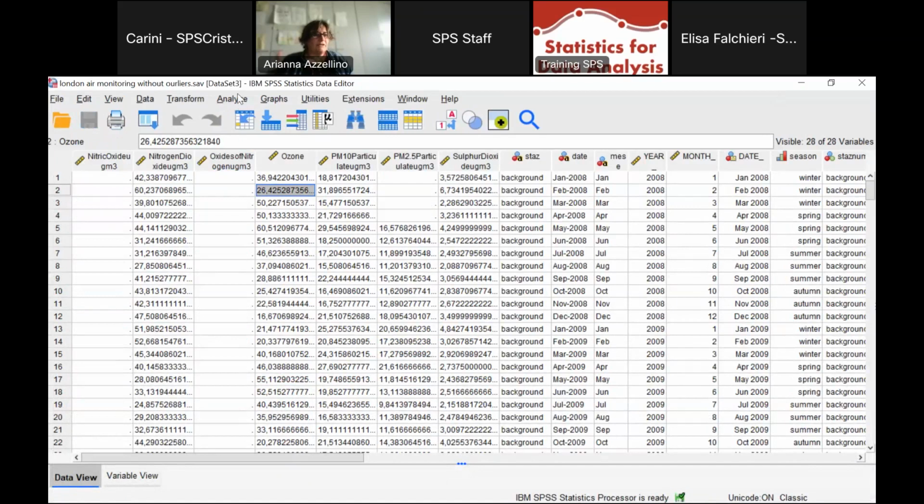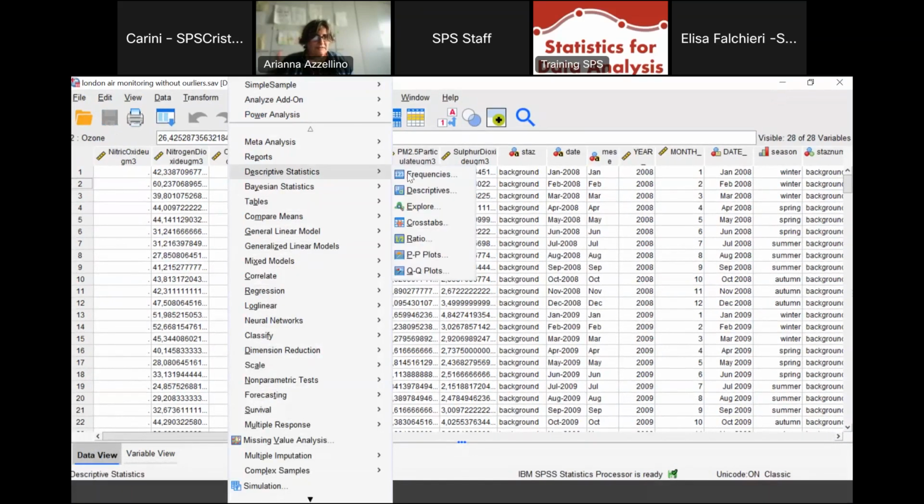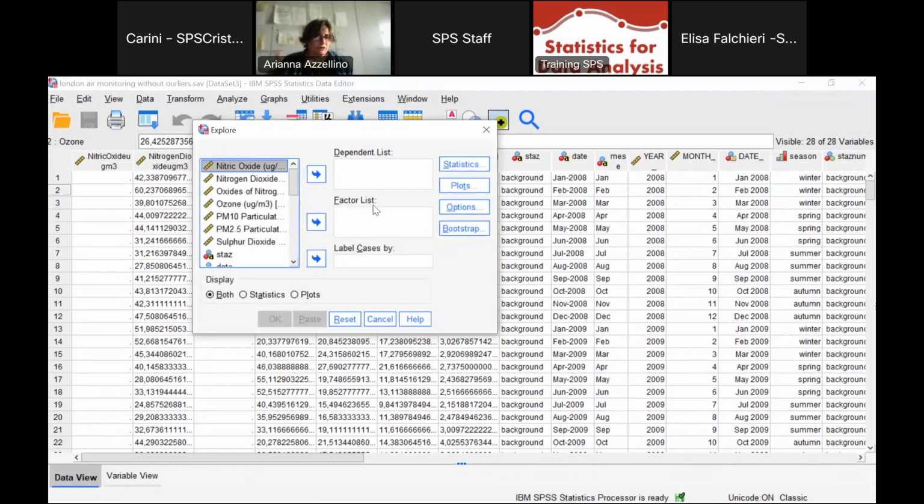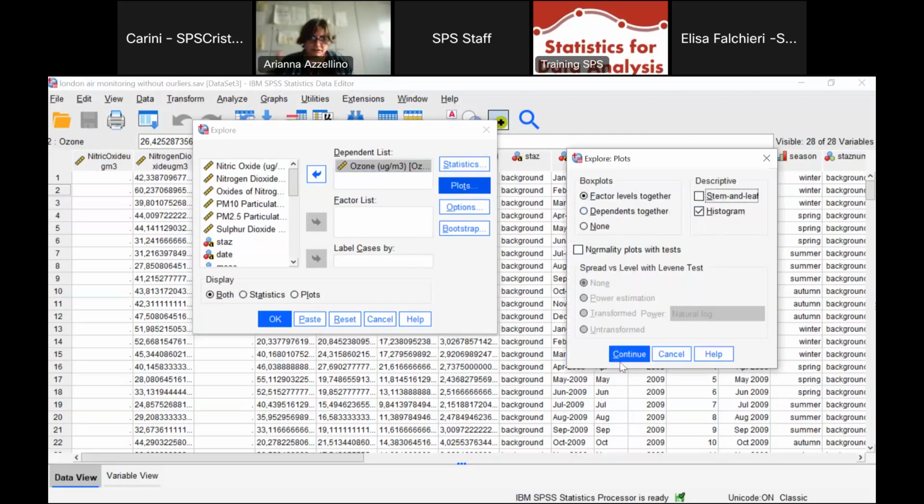So if I run the explore command again, and this time I will do that by also including the station type as factor list. So I will put ozone here again. If I just leave everything as it is, I will obtain the exact copy of the previous analysis without the stars. Maybe it's worthwhile to see that. It will be very quick in any case.